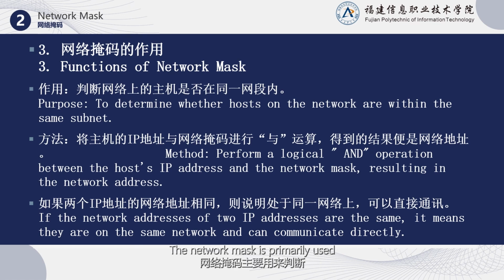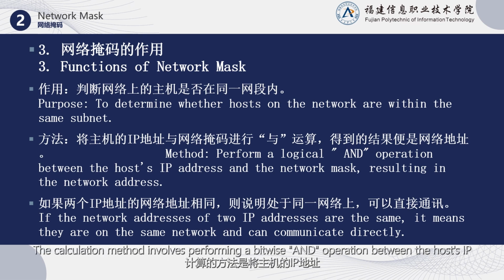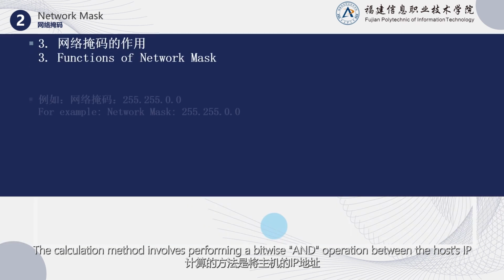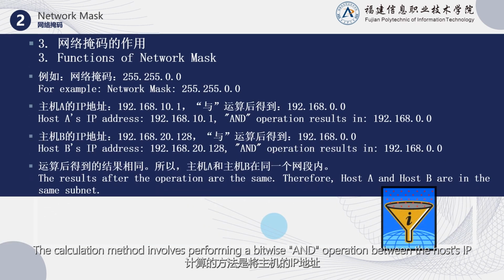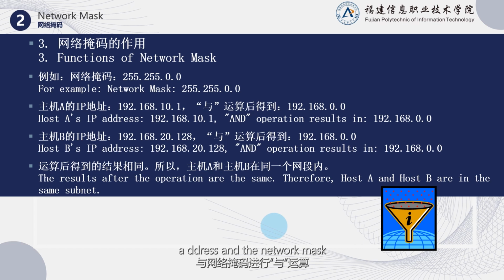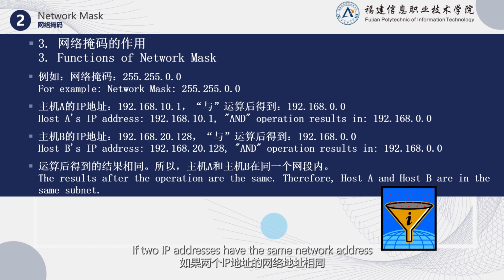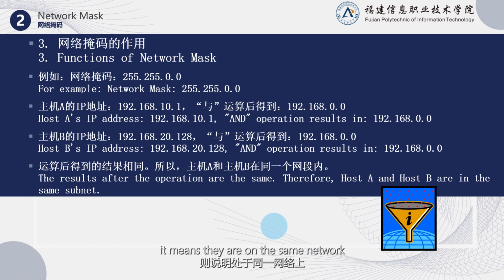Finally, let's take a look at the purpose of the network mask. The network mask is primarily used to determine whether hosts on a network are in the same subnet. The calculation method involves performing a bitwise AND operation between the host's IP address and the network mask, resulting in the network address. If two IP addresses have the same network address, it means they are on the same network. And if they are on the same local area network, LAN, they can communicate directly.